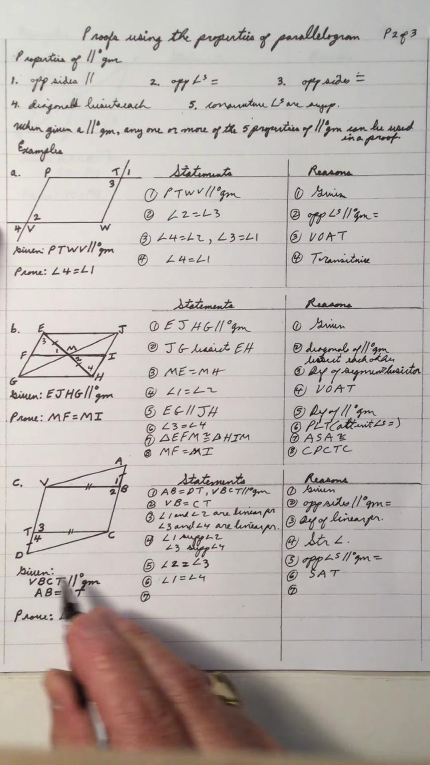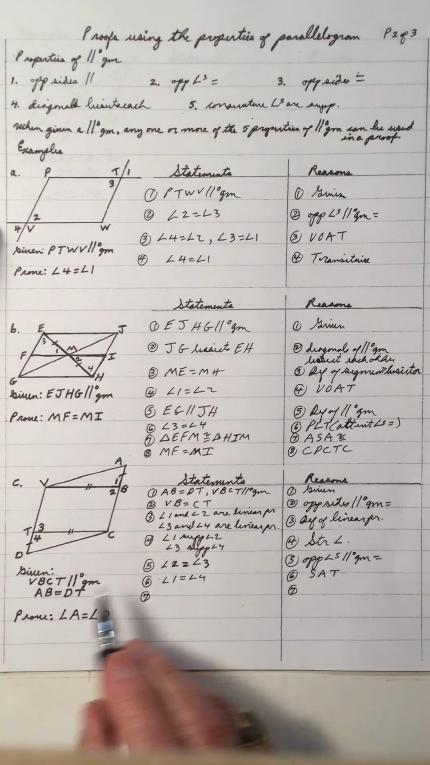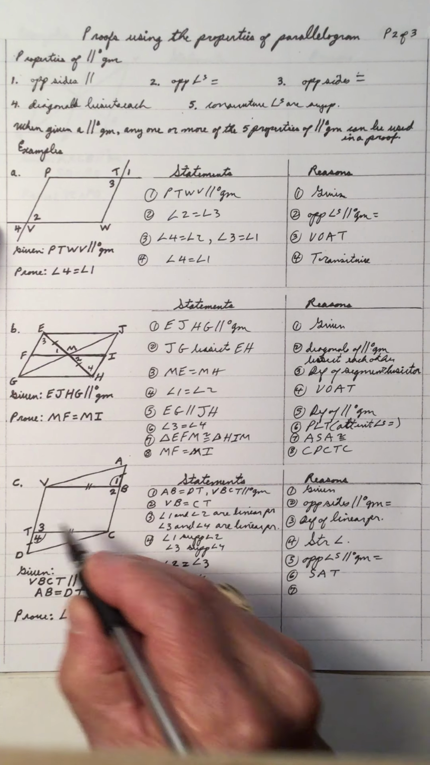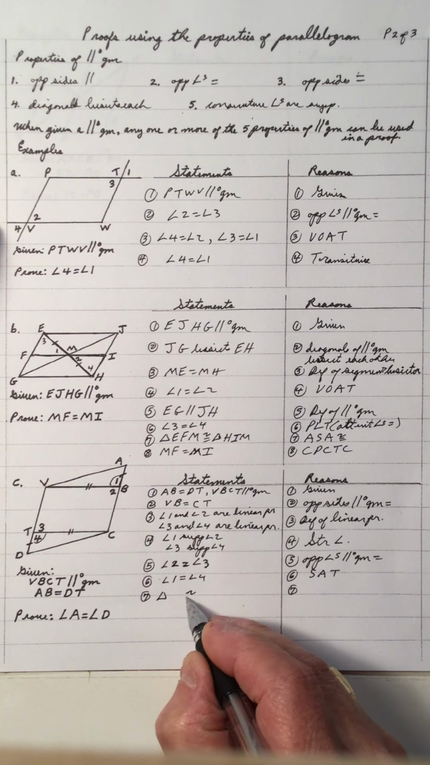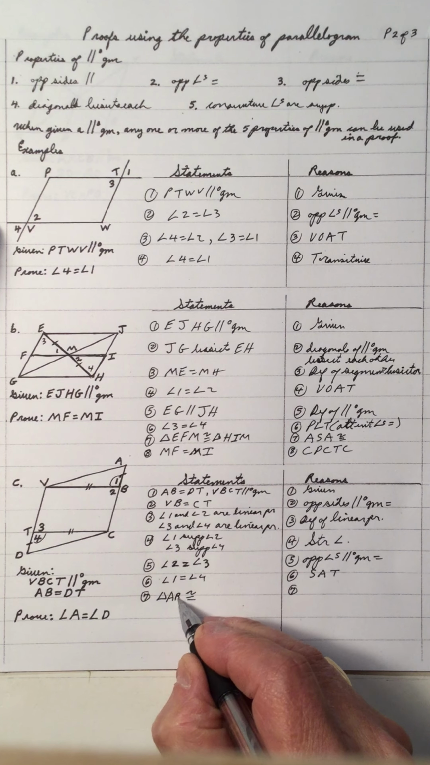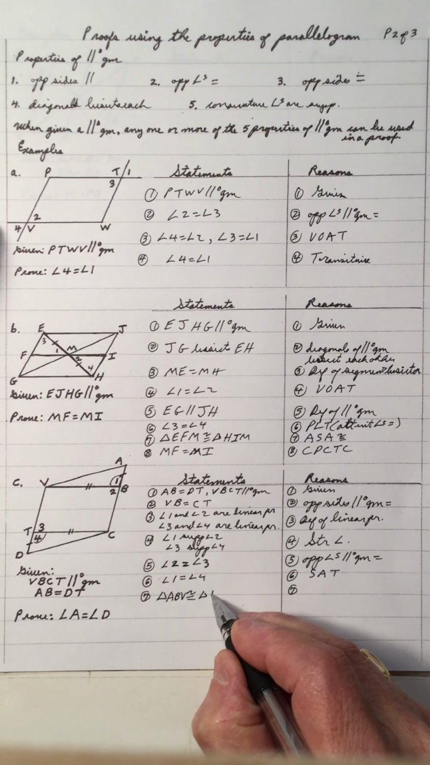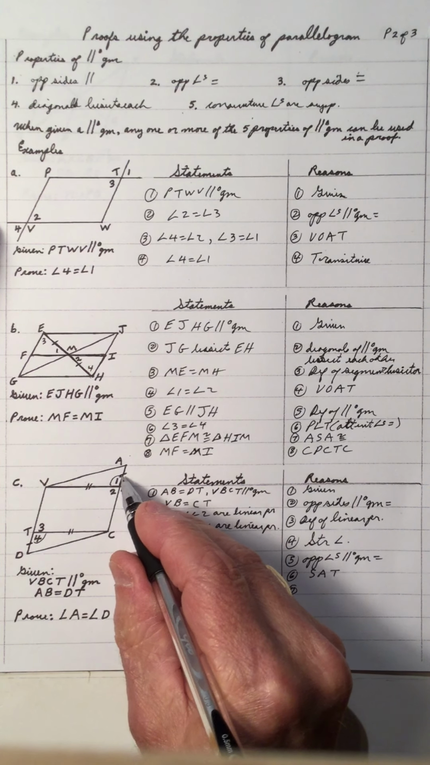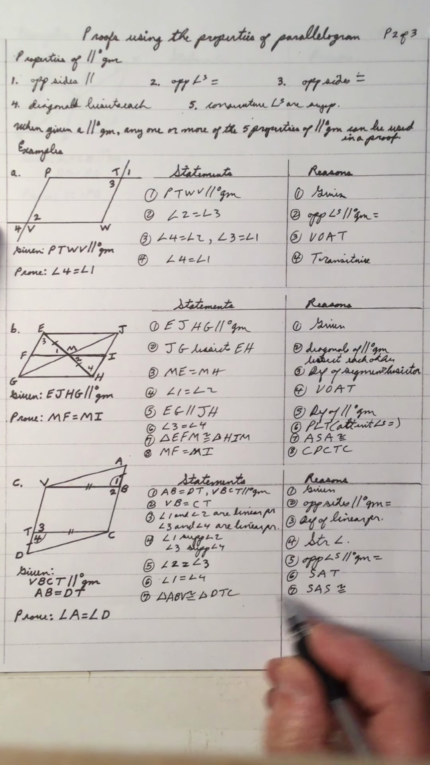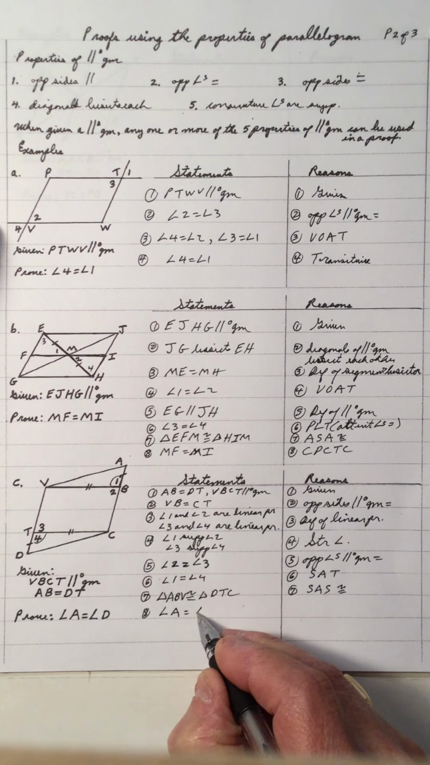So number 7, we now have these two segments equal, which are right here. We have these two segments, which are right here. And we have angle 1 equals angle 4. There they are. And that means we have the triangles congruent. Triangle ABV is congruent to triangle DTC, and the reason is side, angle, side congruency. And as a result of these two triangles being congruent, angle A is equal to angle D.